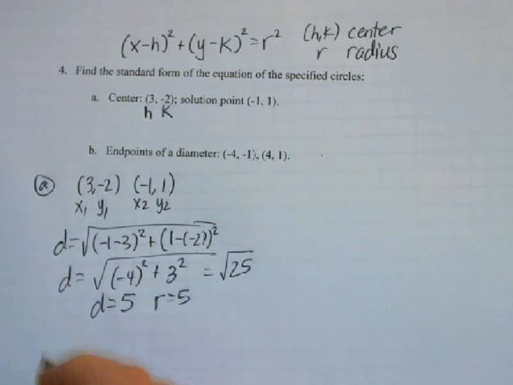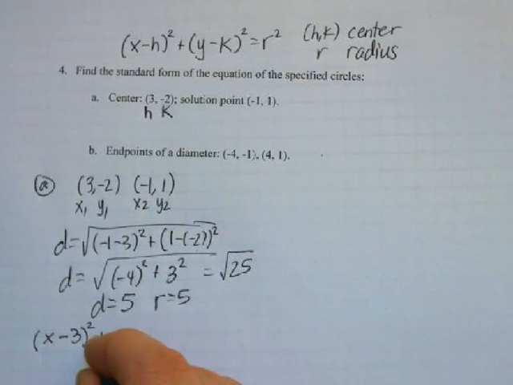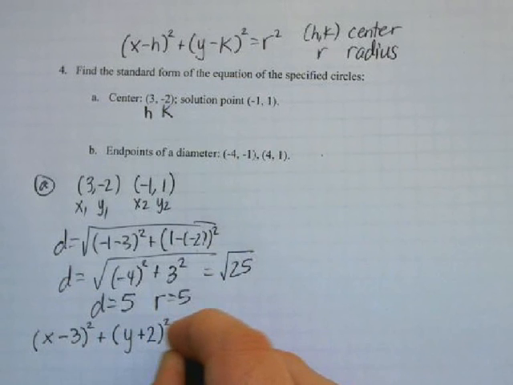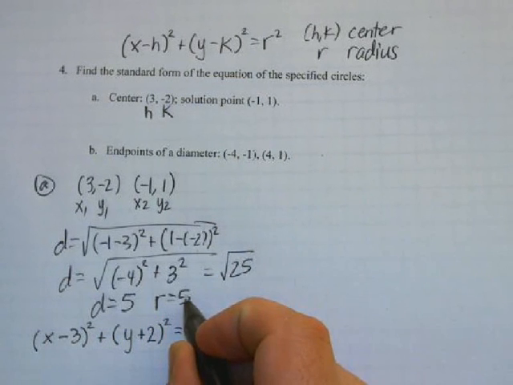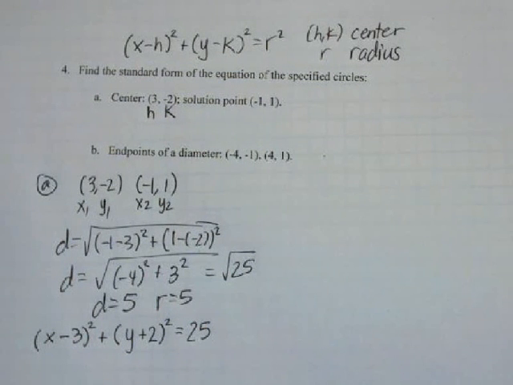So let's write the equation. x minus h squared plus y minus k squared. Now k is negative 2, so instead of writing y minus negative 2, we're going to write y plus 2. And then 5 squared is 25. So that's the equation for A.